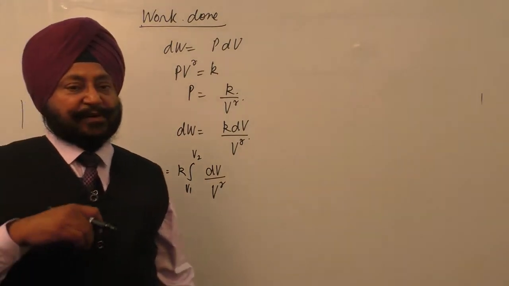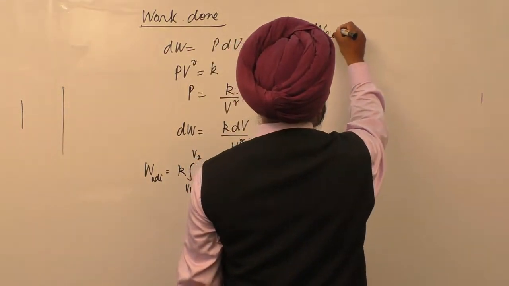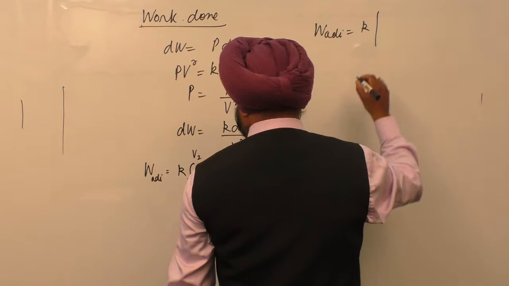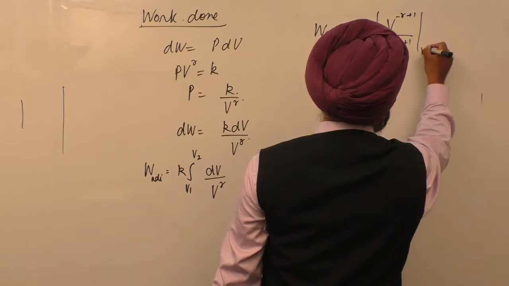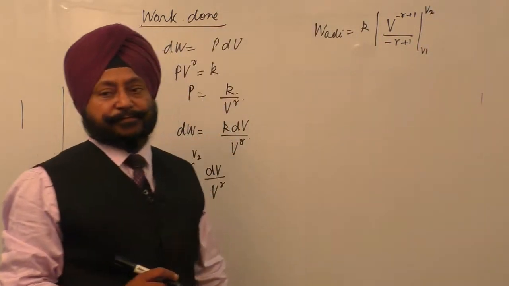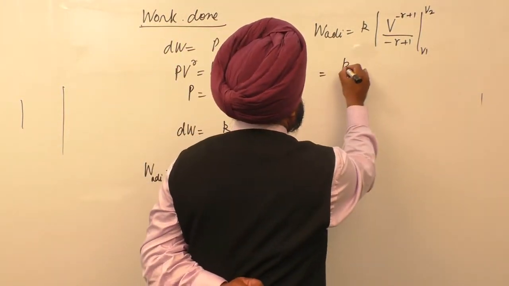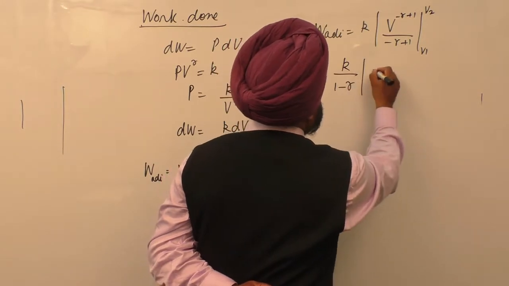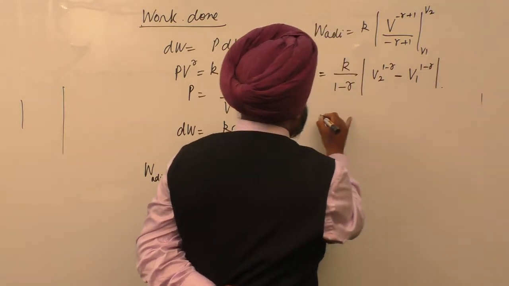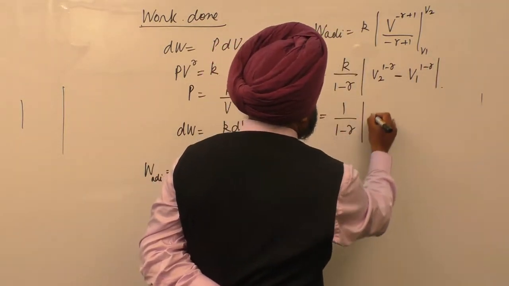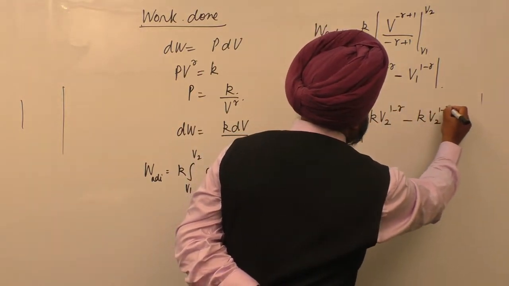When you integrate x to the power n, it is x to the power n plus 1 over n plus 1. So work done during adiabatic process will be a constant K times V to the power minus gamma plus 1 over minus gamma plus 1, from volume V1 to volume V2. Okay, now we will rewrite this expression like this: K over 1 minus gamma. Here I will write V2 to the power 1 minus gamma minus V1 to the power 1 minus gamma, that is, 1 over 1 minus gamma, K times V2 to the power 1 minus gamma minus K times V1 to the power 1 minus gamma.